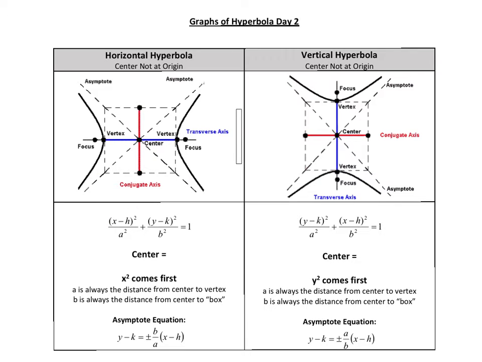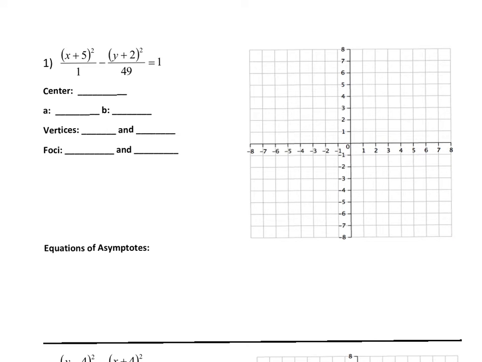Okay? And a is always the distance from the center to one of the vertices, and b is always the distance from the center to the box. Here's how you could calculate the asymptote equation, but we're going to do it without that moving forward, so you can keep that as a reference. All right, let's try to graph one. But I noticed that this example goes off this current graph, so I'd like to change this to x minus 1 squared, and then I'd like to make this one y minus 1 squared as well.